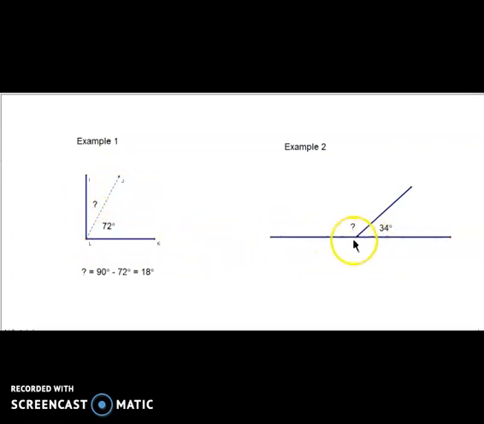Let's go to the next one. So here, this is a straight angle, and this is 34 degrees, so these two are supplementary. They must add up to 180. So the question mark is simply 180 minus 34 degrees. 180 degrees minus 34 degrees is 146 degrees. So complementary angles, two angles that add up to 90. Supplementary angles, two angles that add up to 180.